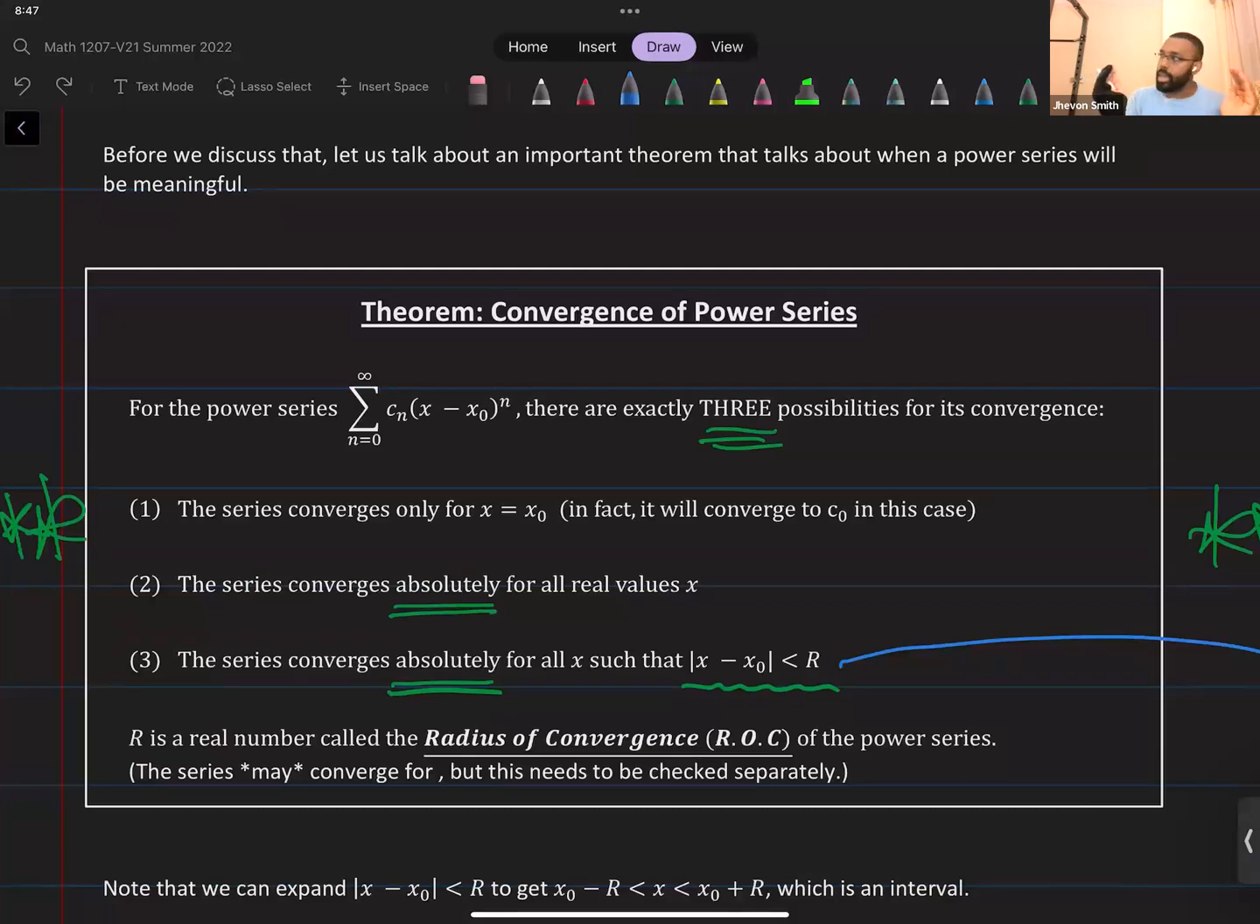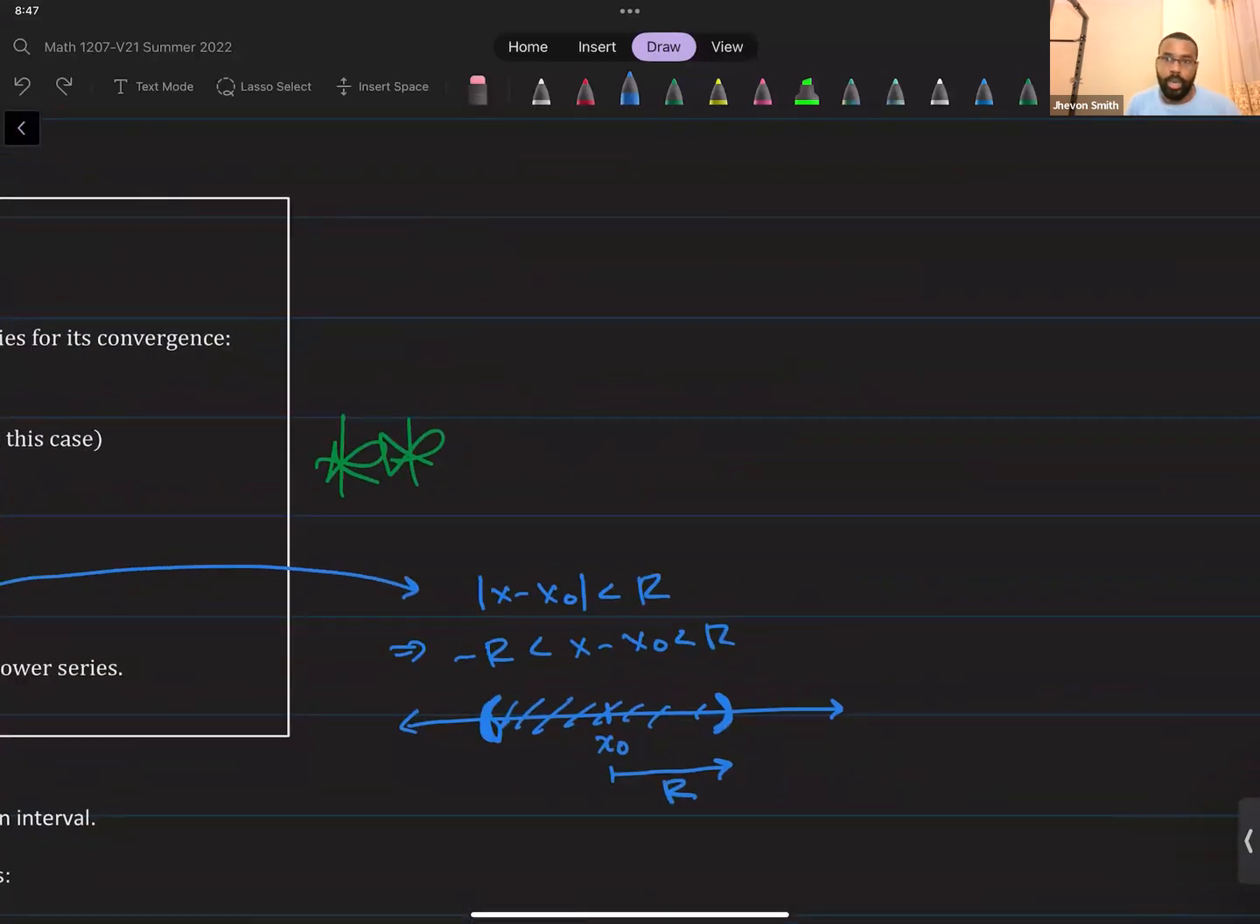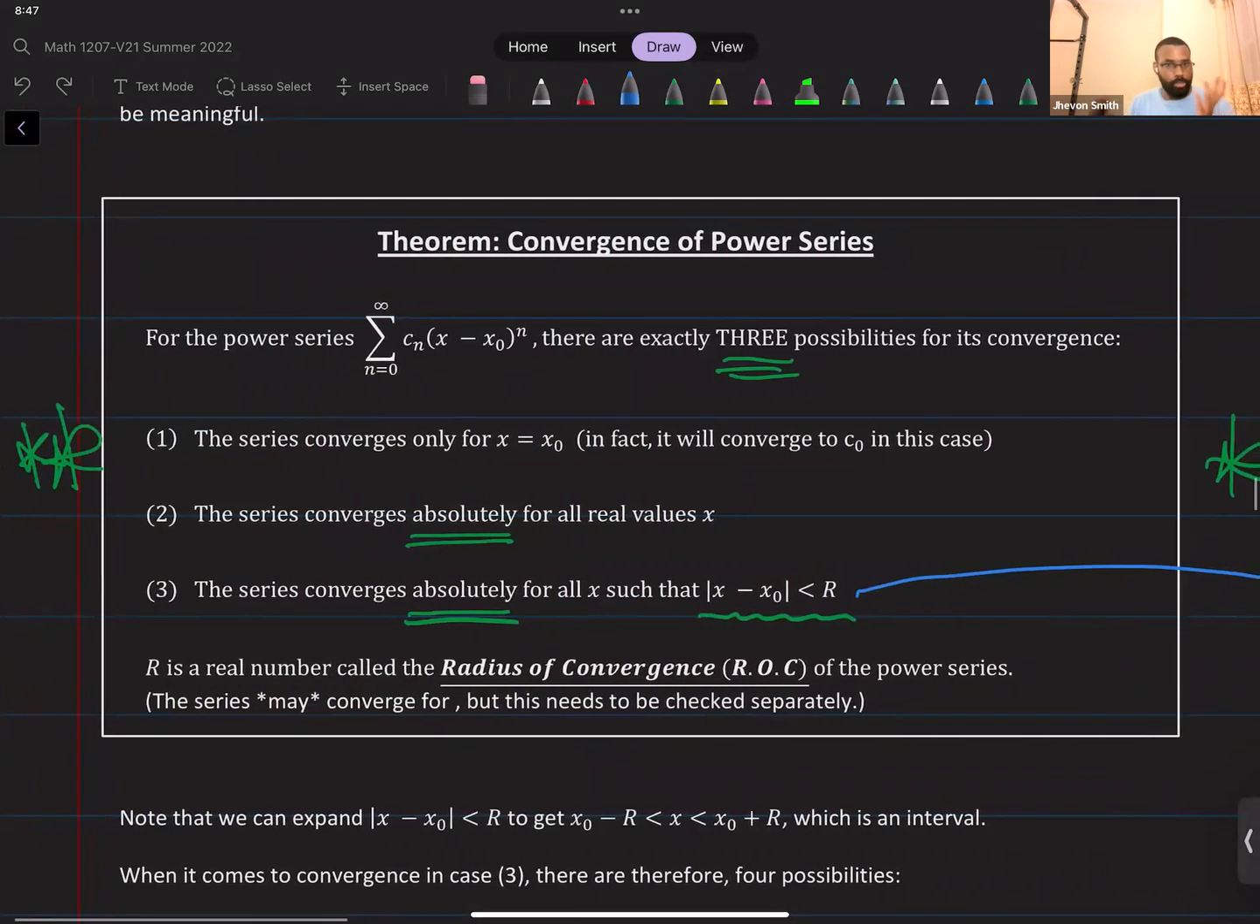Now, this interval that we converge on is called the interval of convergence. And the length, this r distance here, is called the radius of convergence. It's important that you know these expressions, because these will be things that I will ask you to find, right? Find the radius of convergence, find the interval of convergence. You should know what they're called because you'll have to find them, right?